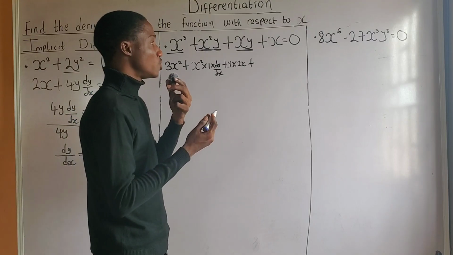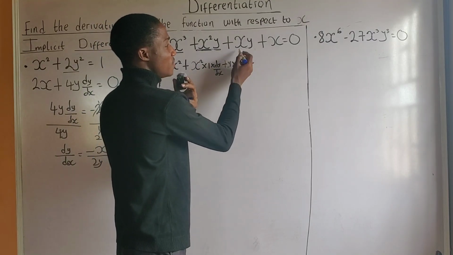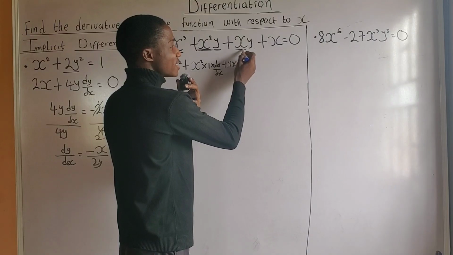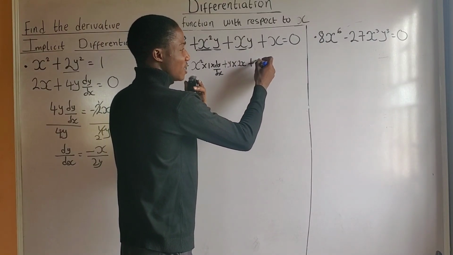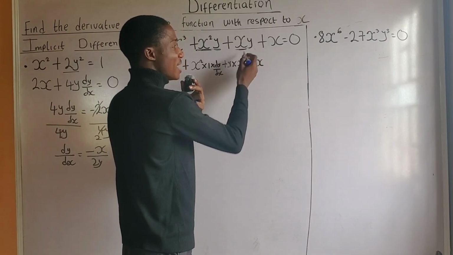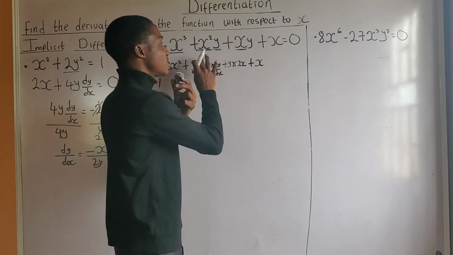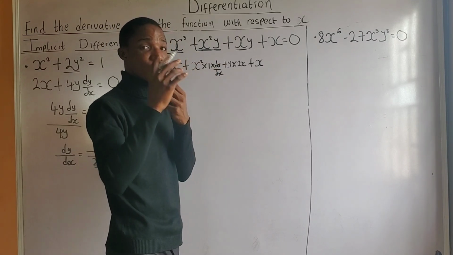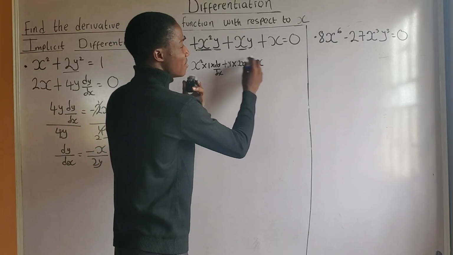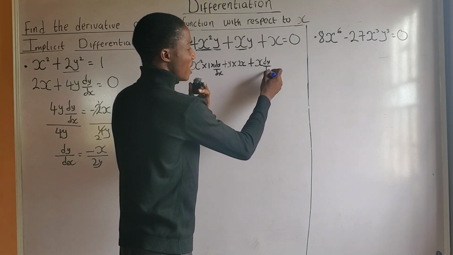And according to the product rule, you have to keep the first part of this constant. X is the first part, so I'm not going to touch x. Keep it constant. Differentiate y. If you differentiate y, you're going to have 1. And anytime you differentiate y in this function, you're going to multiply that derivative by dy dx. So I'm going to have 1 times dy dx, that is dy over dx.